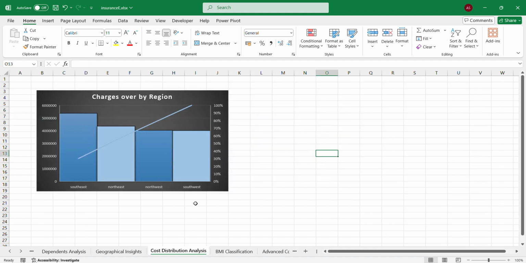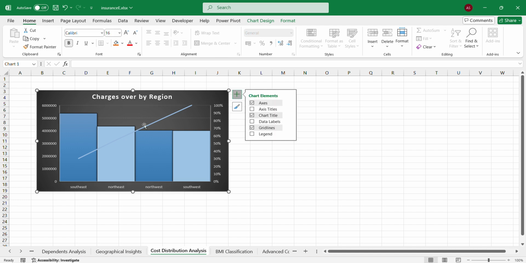And then the cost distribution analysis on charges by region, in which there is a line which shows a clear linear relation, and there is a histogram of charges by region.